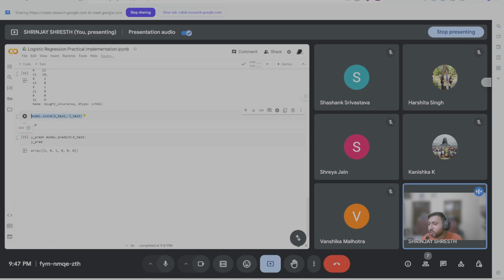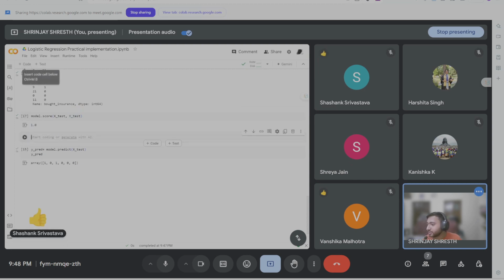I've made this function model.score, in which I've passed on the x test and the y test value, and I get my mean accuracy. So my mean accuracy is simply 1. Pretty obvious. कुछ इसमें ऐसा नहीं है. So now let's work on some other kind of function attributes.